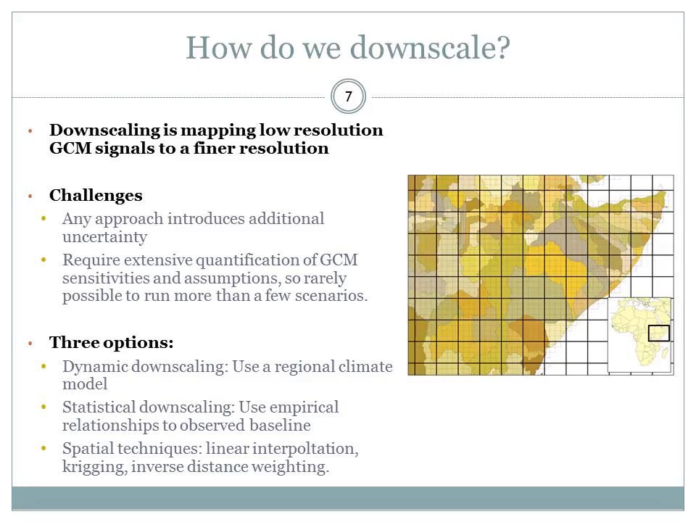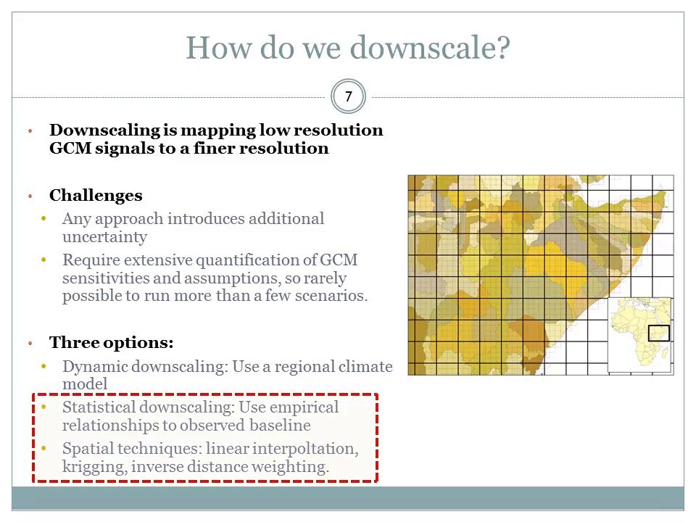The next approach is called statistical downscaling. And this actually uses empirical relationships between the observed baseline and the characteristics of the GCMs themselves to develop these downscaled relationships. Now, this is an approach we use for a subset of the GCMs, and this was developed by the University of Cape Town. The last technique is a spatial technique, and this is simply taking the pattern of the GCM and replicating it using some kind of a geometric technique or some kind of a mathematical approach. Inverse distance weighting is the technique that we employed here.